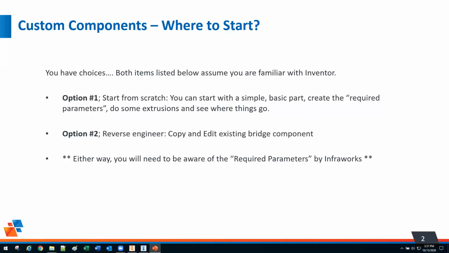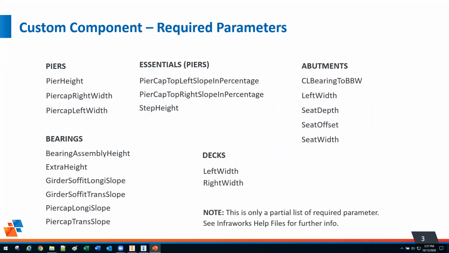When it comes to creating the components with Inventor, you basically have two approaches, two choices, if you will. You're either going to start from scratch and create a component, or you're going to do some reverse engineering. For the purpose of this demo, I'm going to be using the reverse engineering method. Either way, you will need to be aware of the InfraWorks required parameters.